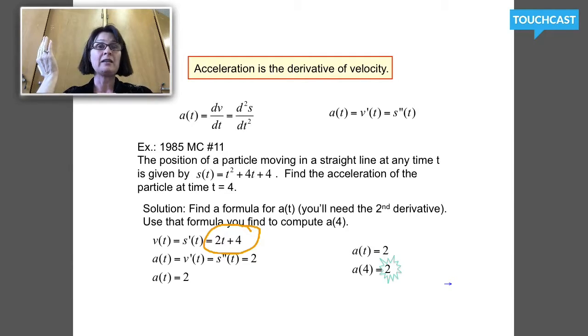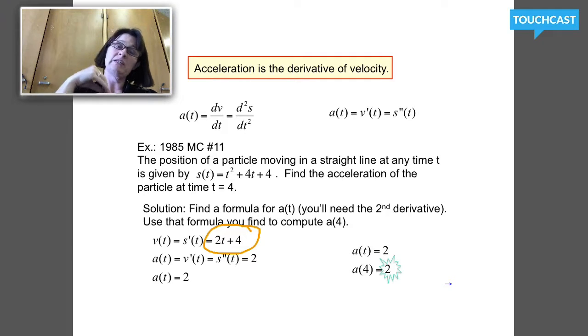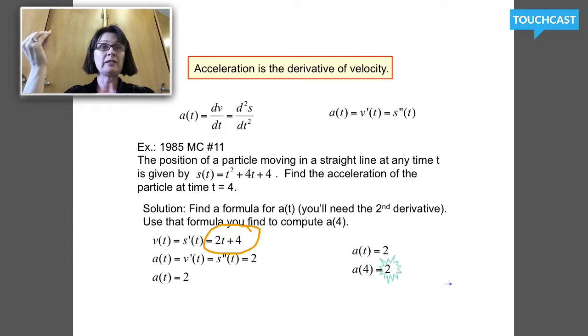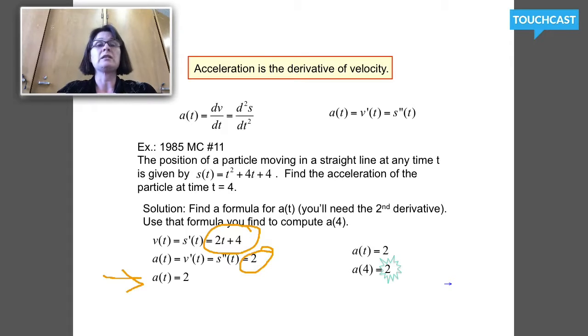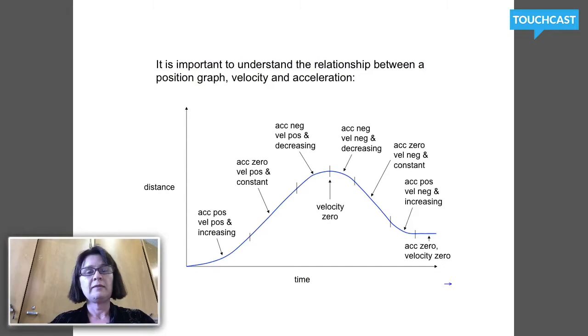Now I'm going to find the acceleration by taking the derivative of the velocity. Well, the derivative of 2t plus 4 is just 2. So that is my acceleration function. It happens to be constant. The acceleration at any time is 2. So when it's time to figure out the acceleration at time t equals 4, I'm going to replace the t with 4, but it doesn't matter. My output is constant. It's always 2. So the acceleration at time 4 is 2.